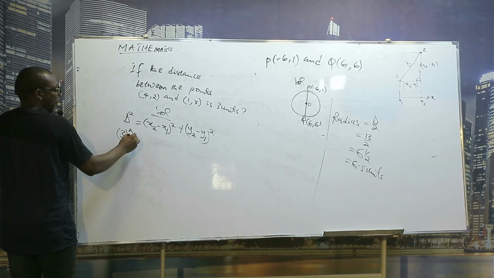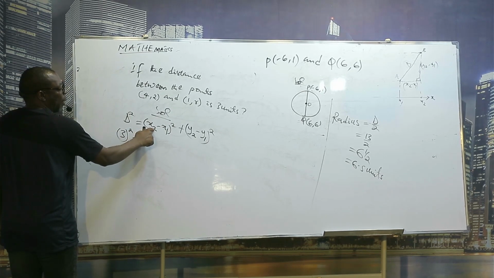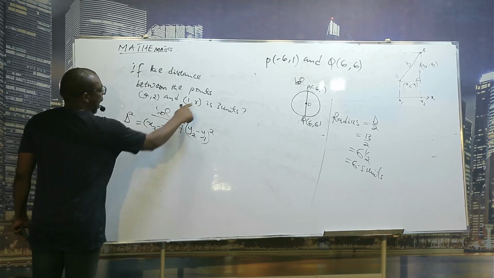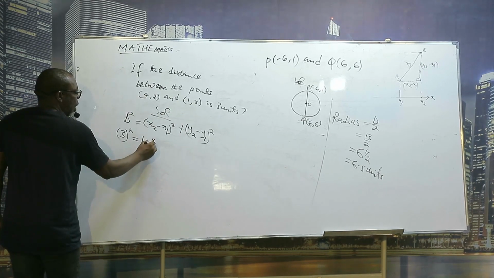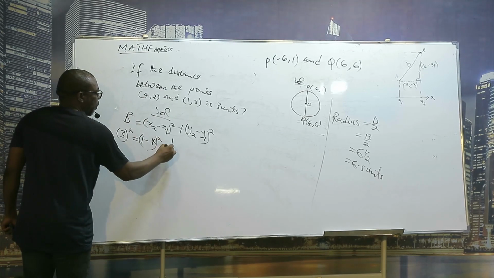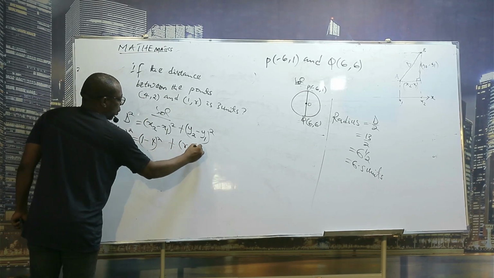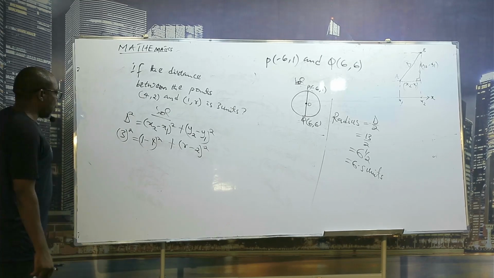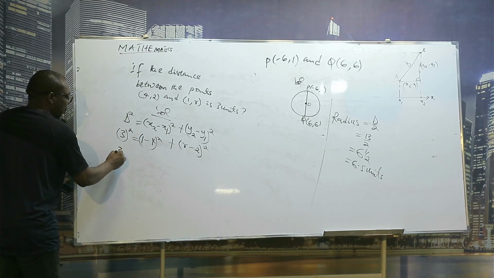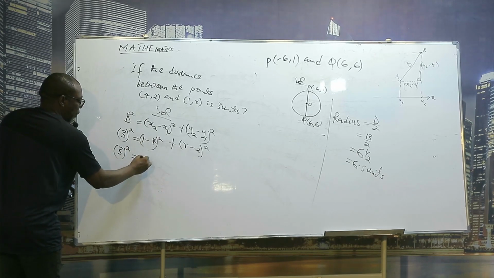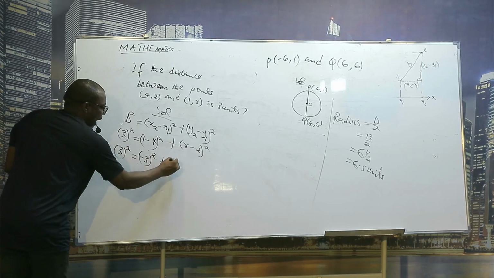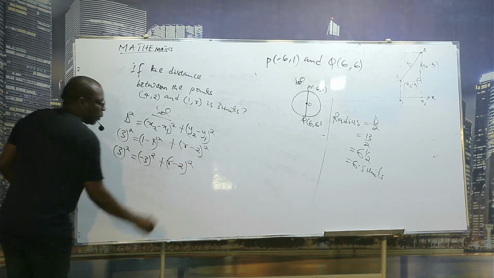3 squared. Then x2. I want my x2 to be 4, all squared, plus r minus 2, all squared. Good. I continue. This is 3 squared, minus 3 squared, plus r minus 2, all squared.